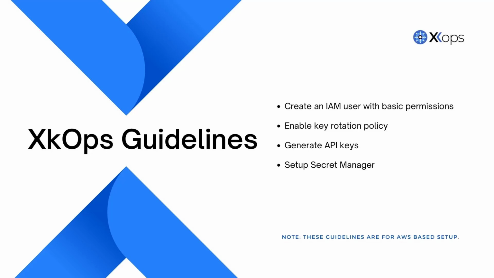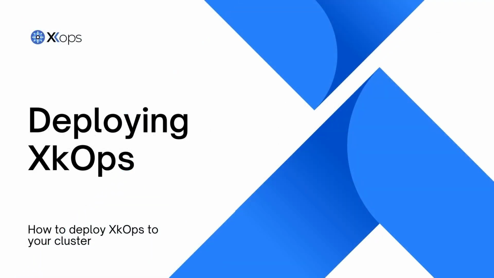Then you need to generate API keys for Robusta and Slack channel. Next, set up AWS Secret Manager and store all the required credentials in it. You can follow the XkOps user guide to understand all of these steps. Now we will start XkOps installation.